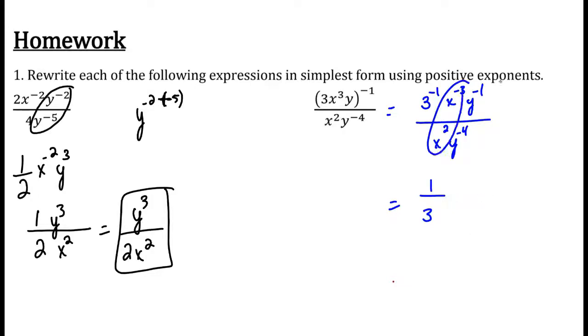When I deal with my x's, negative 3 minus 2 is x to the negative fifth. Y to the negative 1 over y to the negative fourth. Subtract negative 1 minus negative 4. Negative 1 plus 4 is a positive 3. So I end up with y cubed over 3. That x to the negative fifth ends up in the denominator. That's my final answer here.